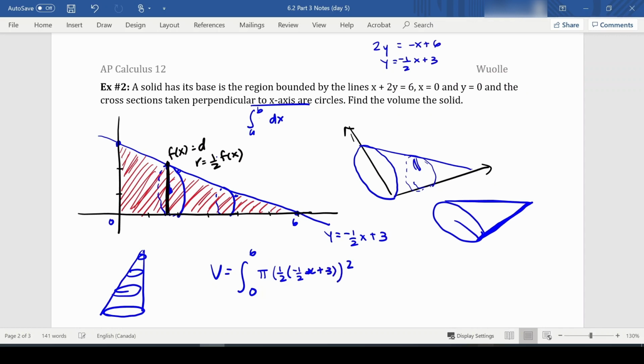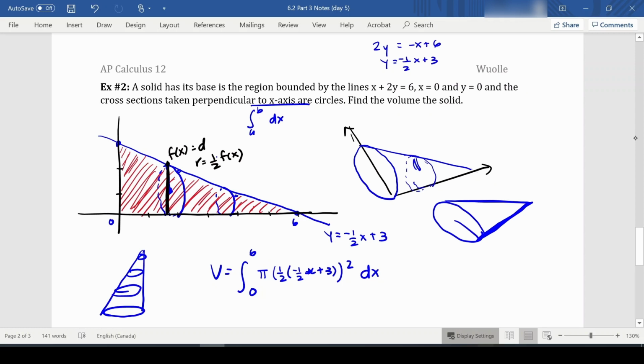All squared. Okay, and then we're integrating with respect to x. Now, you won't always get circles. It could be that they are equilateral triangles or squares or whatever other shape. In that case, you need to think about how to find the area of that shape. So we're doing circles, which is why we're doing pi r squared.